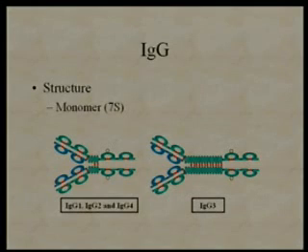So structurally, it's built up of this monomer. There can be some differences in the subclasses of immunoglobulin.